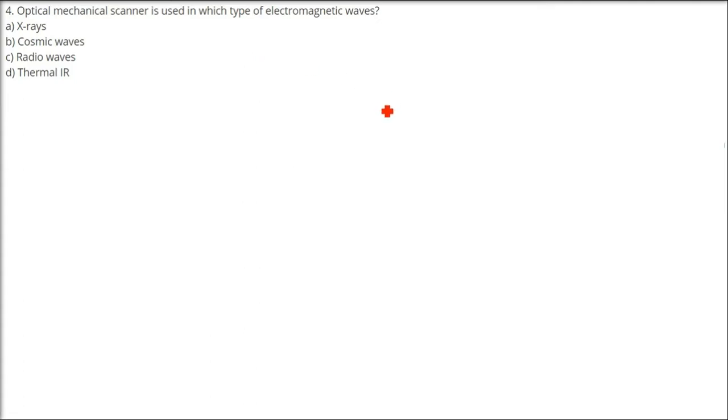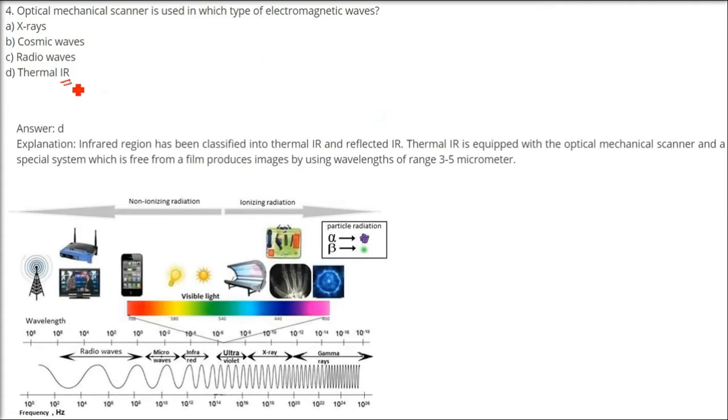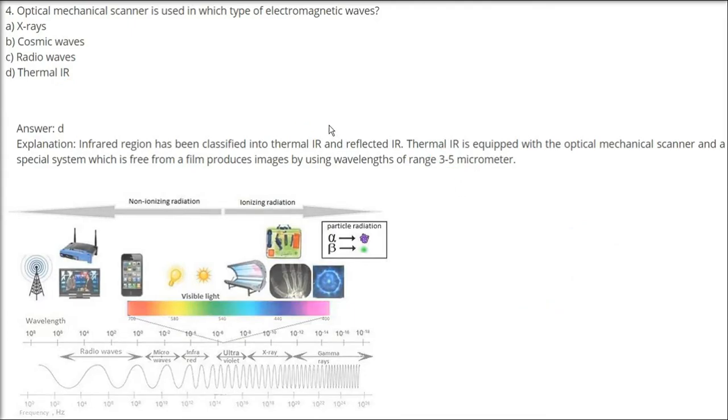Optical mechanical scanner is used in which type of electromagnetic waves? So we have thermal IR. So if you see infrared region, we have 2 regions we can divide it, or classified: thermal IR and the reflected IR. That is one which is reflected, one is it absorbs and then emits, body absorbs and then emits. So the thermal IR is equipped with the optical mechanical scanner and a special system which is free from a film, produces image by using the wavelength of range 3 to 5 micrometers. So this is what we are talking about, thermal IR. This is the range.